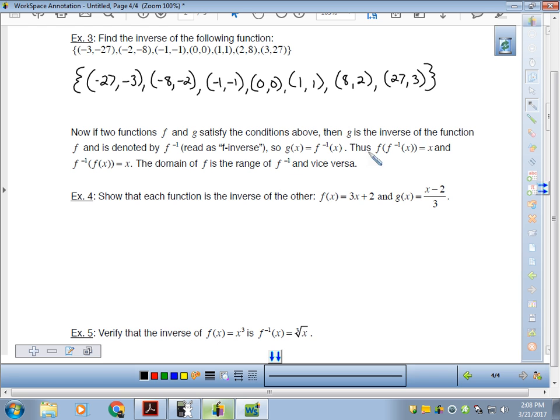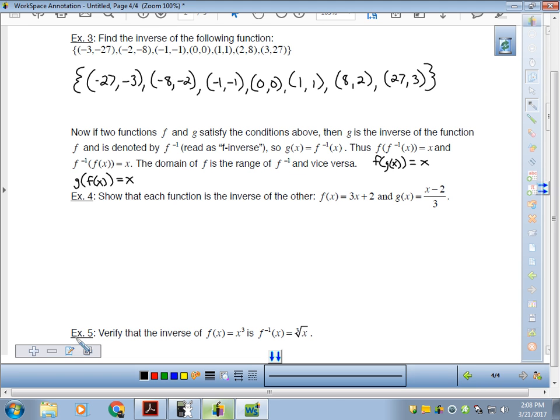And so what that means is when we had f of g of x equals x, that's really f of f inverse of x equals x. And over here, when we had g of f of x equals x, what we really had was f inverse of f of x equals x. So just remember that f inverse and g are kind of synonymous here, because they're both inverse functions of f. It's just different ways of describing it.